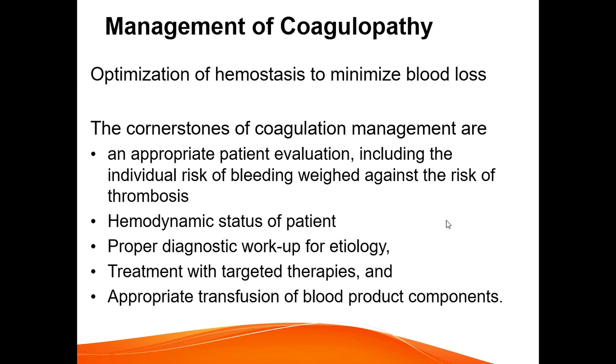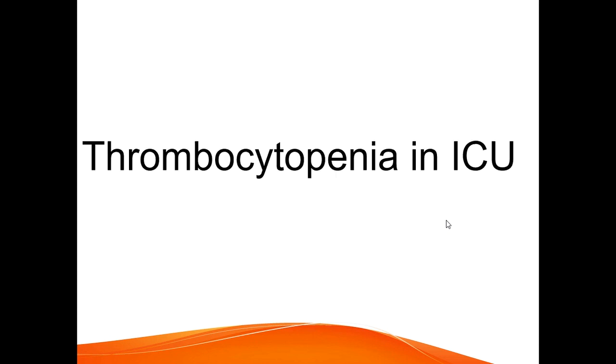Then, what is the hemodynamic status of the patient? Try to identify the etiology by a proper workup. Treatment with targeted therapy and blood transfusion only when required. Don't start giving blood for a PT of 1.5. Don't give FFP for a PT of 1.5 for a patient who is not bleeding. So you see whether it is really required.